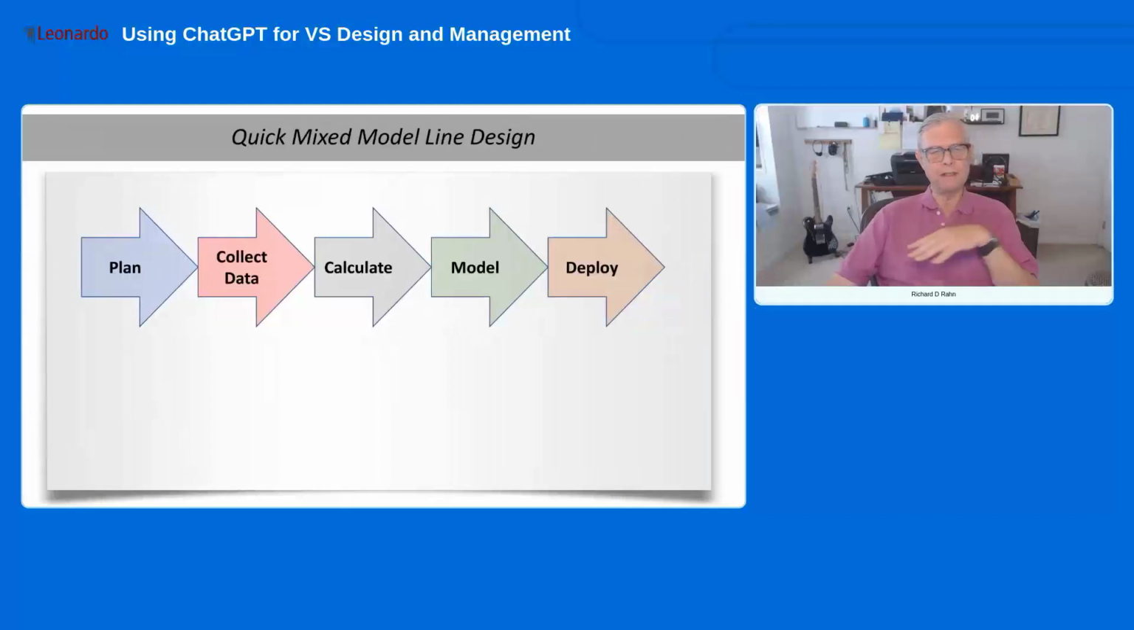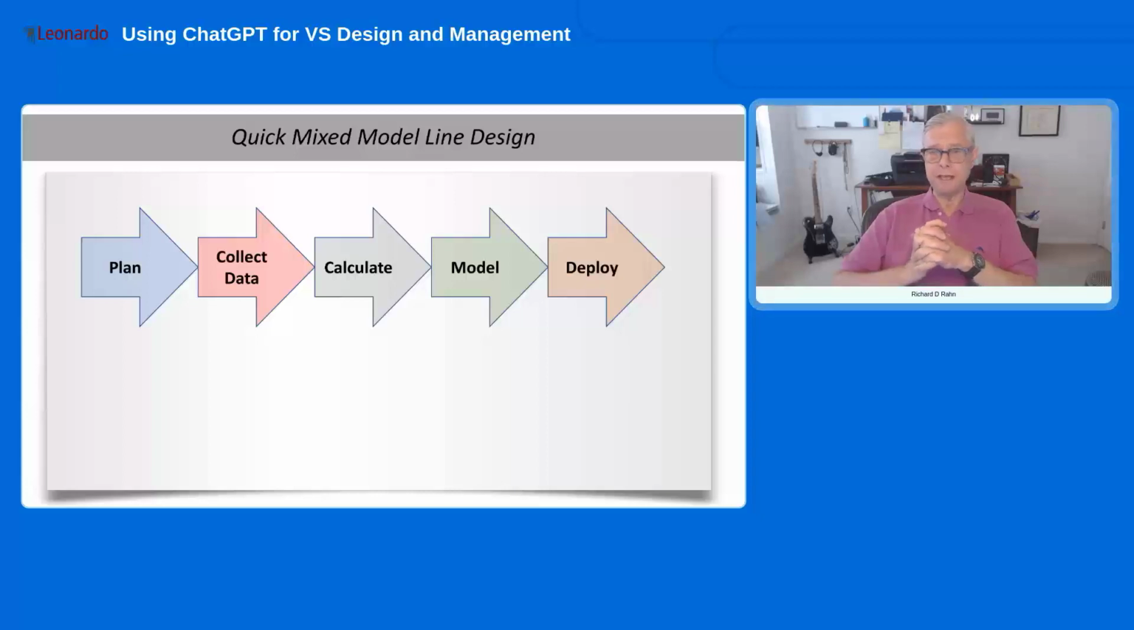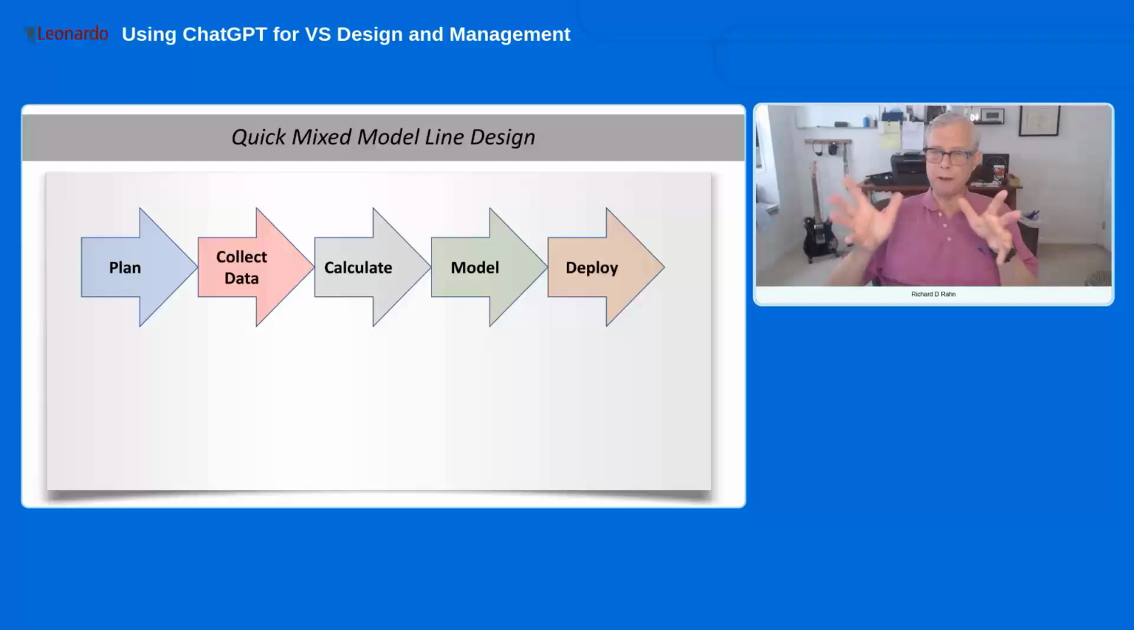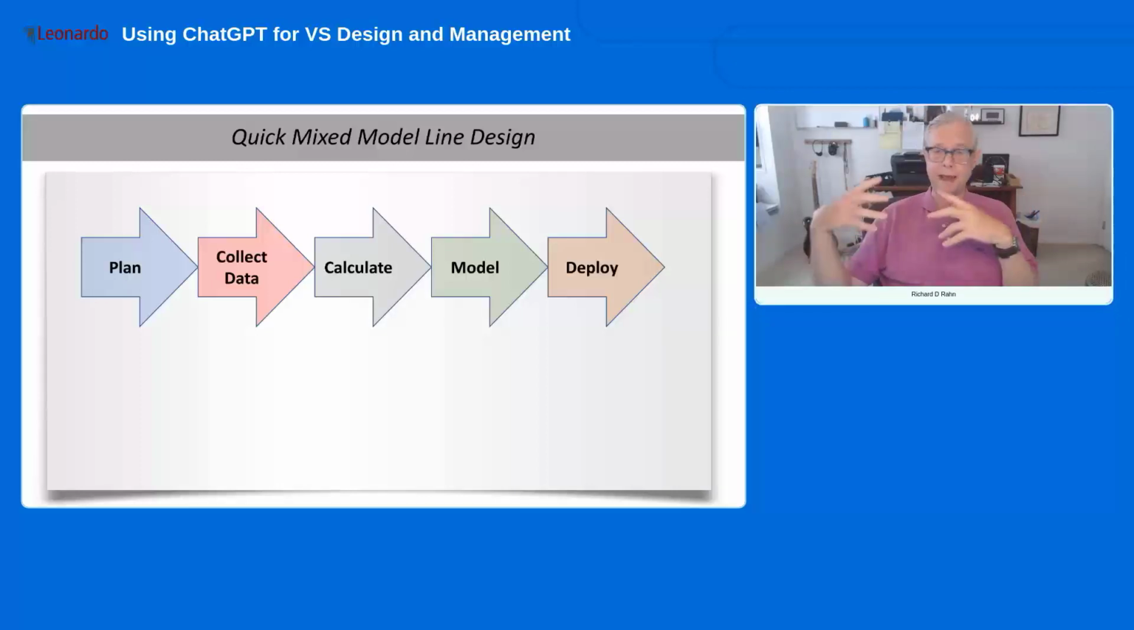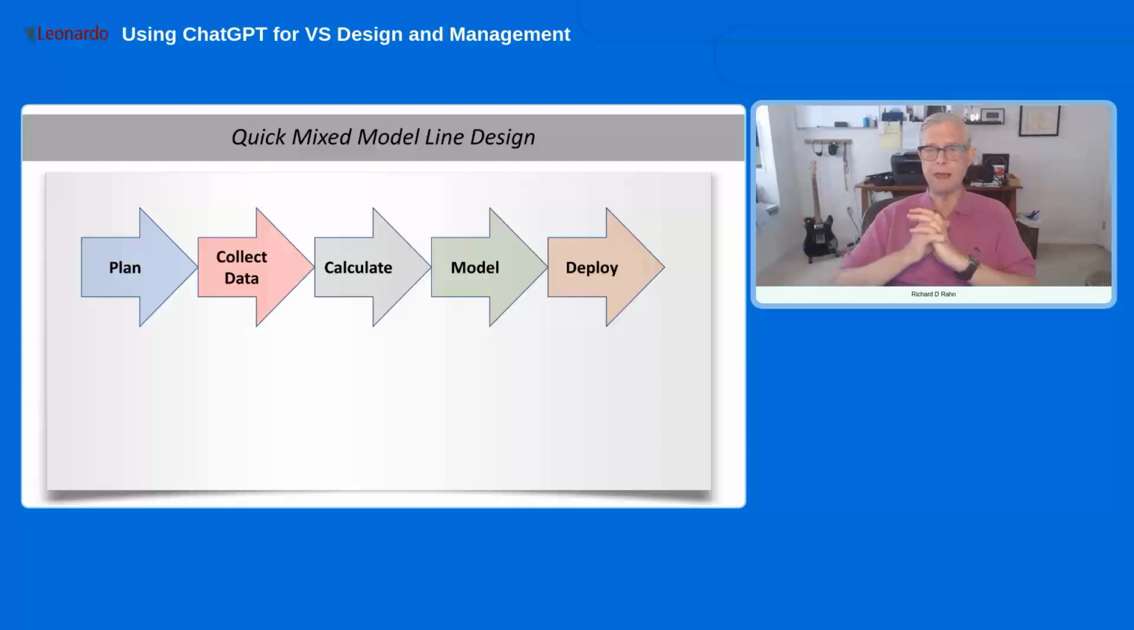Now let's quickly talk about mixed model line design, because that's kind of the umbrella we're talking about. So here are the basic milestones of a line design project or a value stream project. We have a planning stage, a collecting data stage, and a calculation or data analysis stage. Then we have a simulation modeling stage, which we recommend. Some people skip this, but we recommend you don't. And then we have a deployment stage where you have to do a final CAD layout and then actually make it happen, build the line or buy the equipment, and actually start building products.